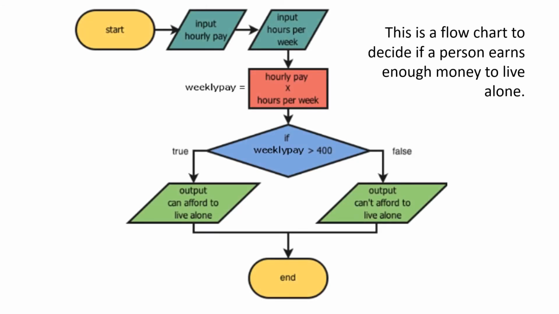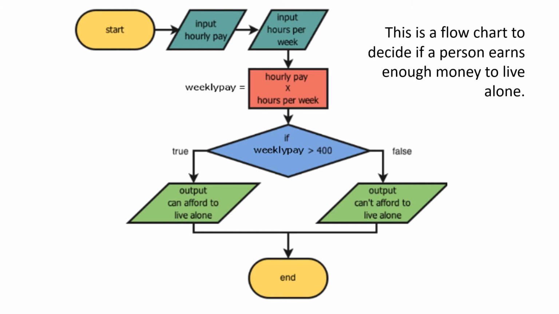Let's look at this example of a flowchart to decide if a person earns enough money to live alone. We start and we input an hourly rate of pay. We then input a number of hours per week, and we go to a process where the hourly pay multiplied by the hours per week gives us weekly pay. Weekly pay is now something called a variable which we can store in our code, but we can talk about those in another video. In this example, we just go to a decision.